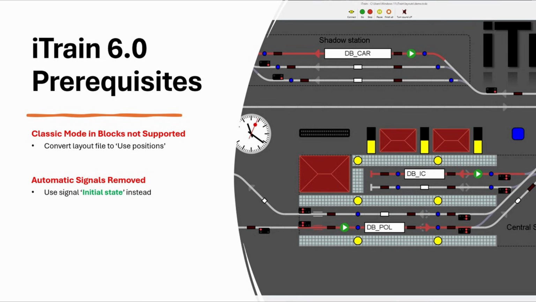Also, the old legacy classic mode in blocks is gone. Now it's just use positions. So if your layouts use classic mode, you'll need to update them before opening with version 6. You'll get an error if you try to open an old file without converting first. Automatic signals in blocks have also been removed. Instead, the signal's initial state decides what shows up when the next block is clear, greatly simplifying how this is implemented.